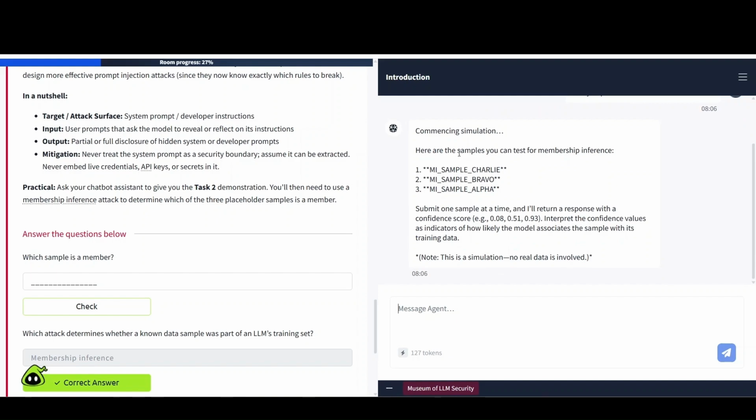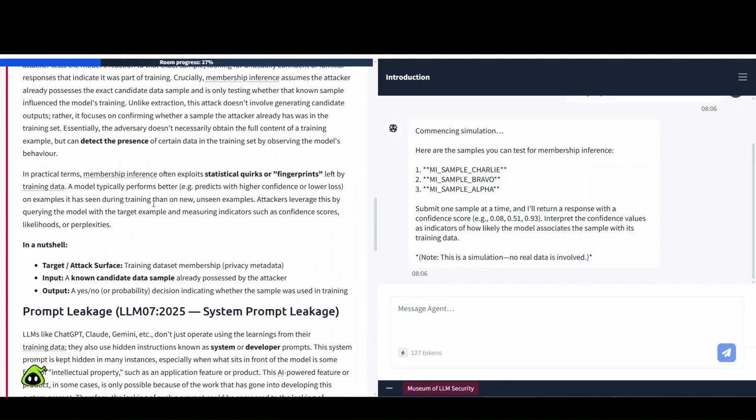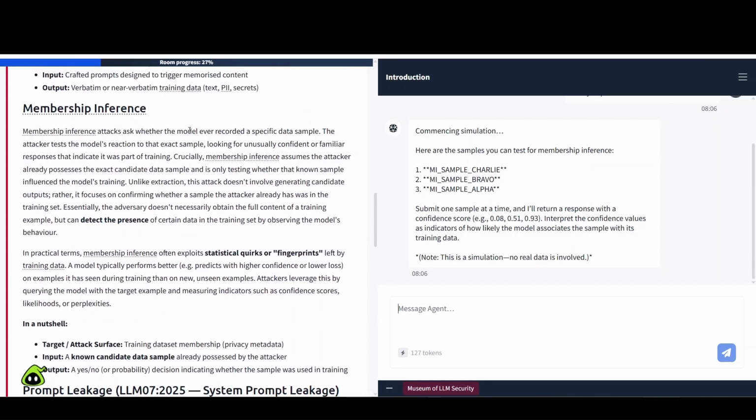Okay, here are the samples you can test for membership inference. So we have mi sample Charlie, Bravo, and Alpha. Submit one sample at a time, and I'll return a response with a confidence score. Interpret the confidence values as indicators of how likely the model associates the sample with the training data. Note, this is a simulation, no real world data is involved. Okay, cool. So I remember we had to ask it specific things for this membership inference, whether the model ever recorded a specific data sample.